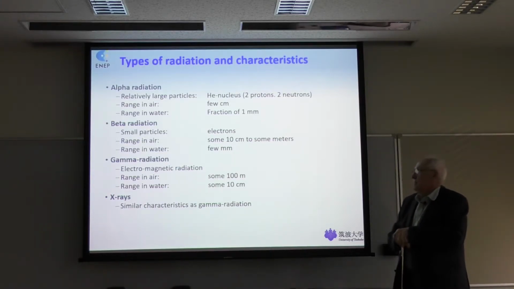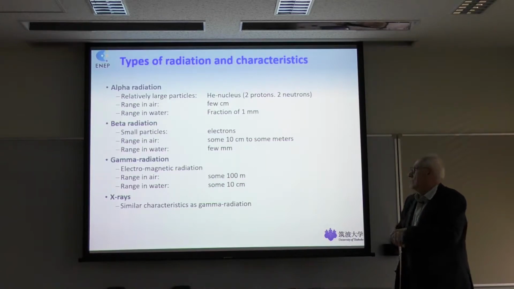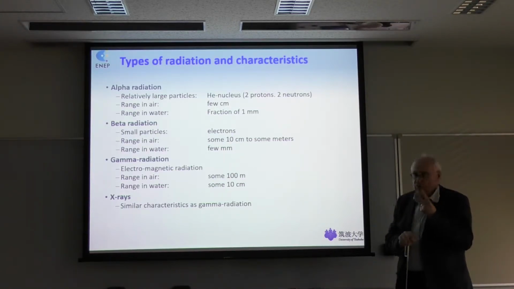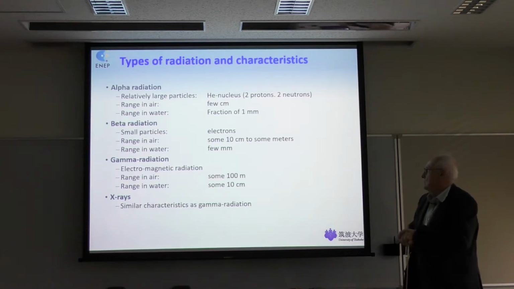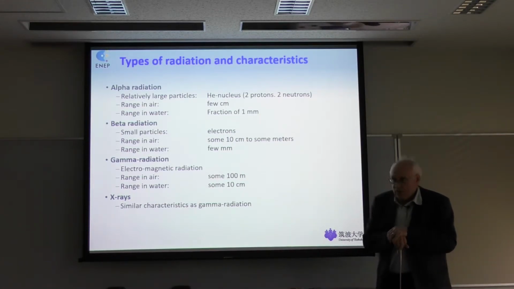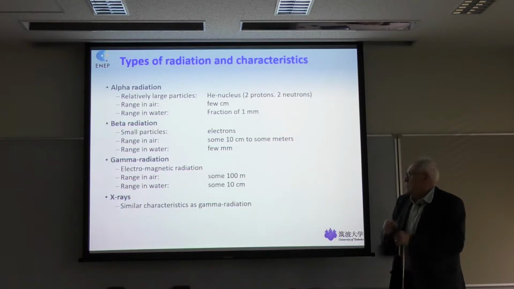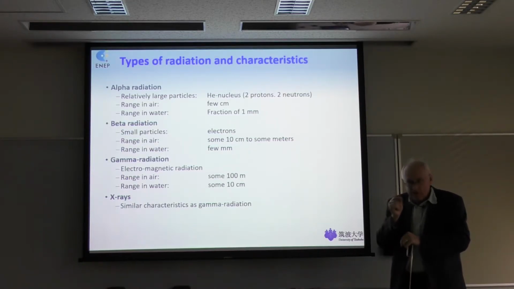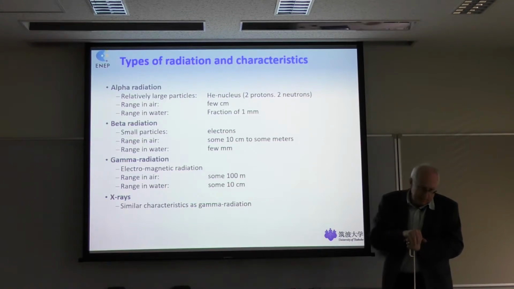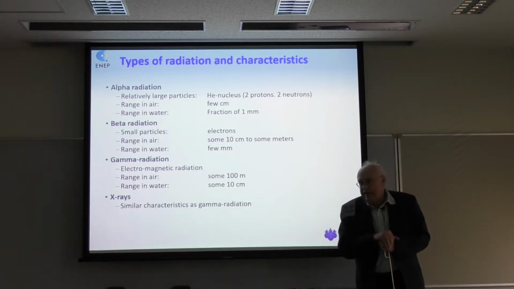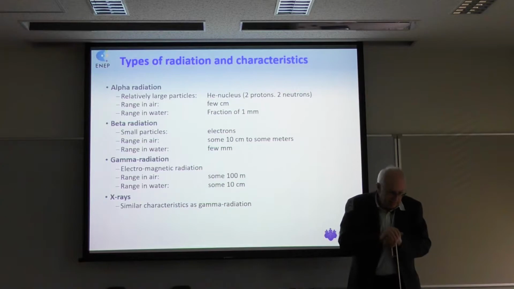Alpha radiation consists of relatively heavy particles. They consist of a helium nucleus, with 2 neutrons and 2 protons. The range in air is very short, only a few centimeters, and the range in water is about a millimeter. Beta radiation consists of electrons, and they are smaller and lighter, so the range is a bit longer. This is about some 10 centimeters to some meters in air, depending on the energy. The range in water is some millimeters.